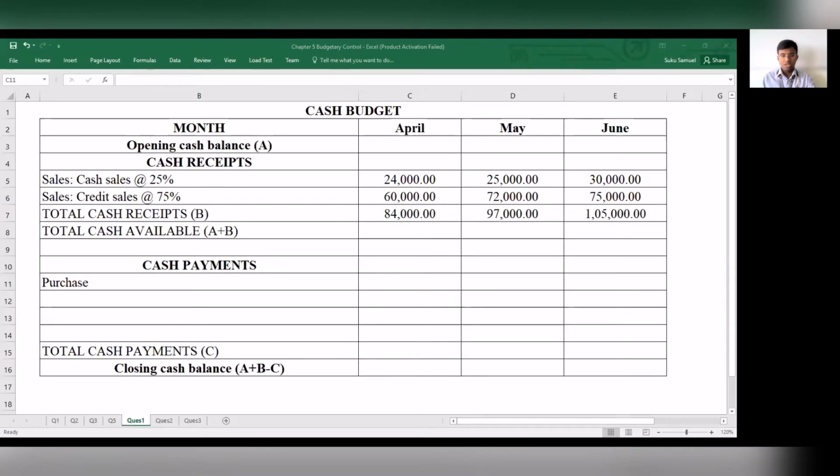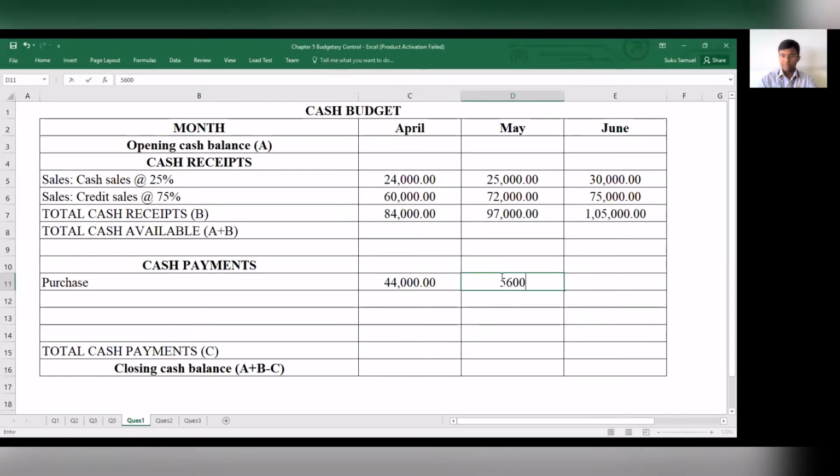So in the month of April, please remember, you would be settling the purchase for the month of February. So month of February, your purchase was 44,000. 44,000's purchase, you're settling when? You're settling in the month of April.